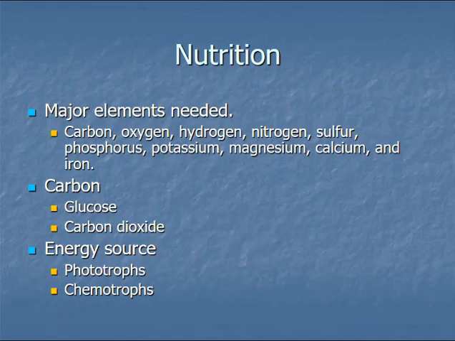All right, nutrition, things that bacteria need to live: carbon, oxygen, hydrogen, nitrogen, sulfur, phosphorus, potassium, magnesium, calcium, and iron. They also need carbon in the form of glucose and carbon dioxide, and then some will get energy from light and chemicals.